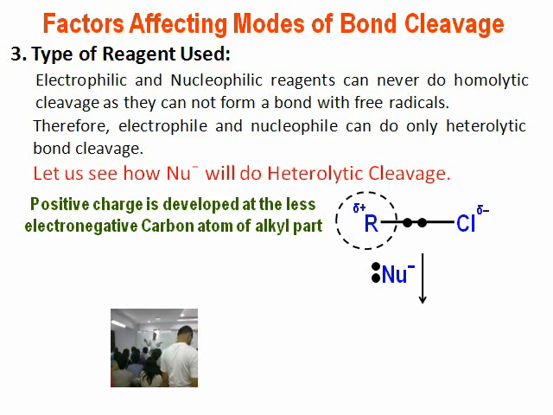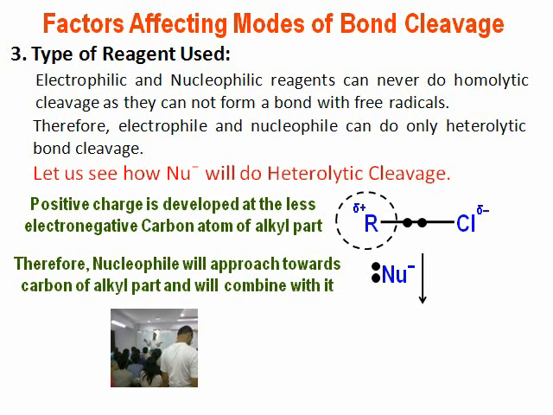Therefore, nucleophile will combine with it and both the electrons will be taken by Cl atom. In this way, this is how the cleavage will take place. Electrons of the nucleophile will form bond with alkyl part and electrons of RCl bond will be taken by Cl.